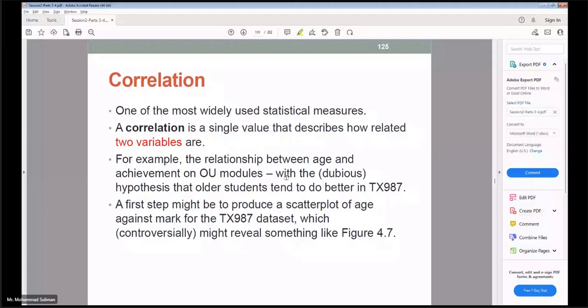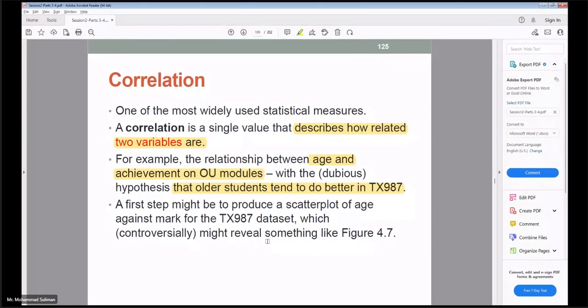The next is correlation. Correlation is one of the most widely used statistical measures. A correlation is a single value that describes how related two variables are. For example, the relationship between the age and the achievement in the OU module, with the hypothesis that older students tend to do better in the TX987 module. So here, we generate a correlation between the two variables, the achievement and the age, or you can say the marks and the age.